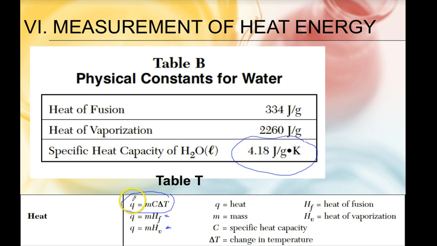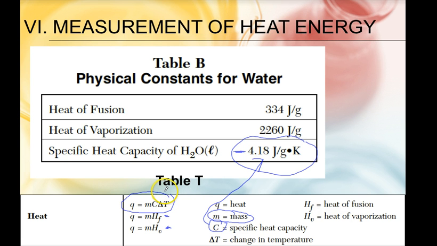Remember, Q is heat, and that's measured in joules. M, you can see, is the mass of, in this case, the water. Delta T means change in temperature, and C is the specific heat of water, and that's the value right here. So C is this number right here. You only use this formula when there's a change in temperature.